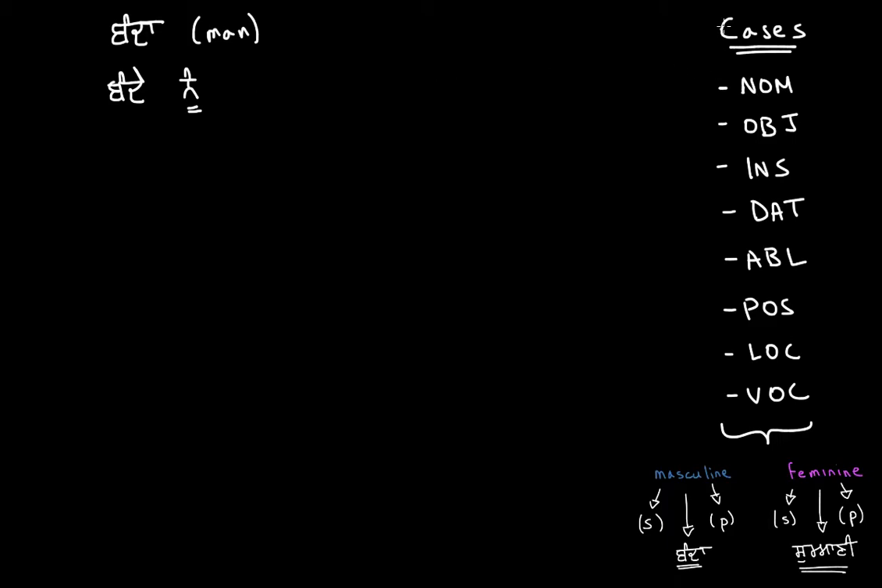So these are the cases, and clearly this has been affected by the case, because now this bande nu would mean to the man, which is completely different than banda by itself. And we have entered the objective case now. Now, if I want to make banda into the instrumental case, then I would write bande nal.